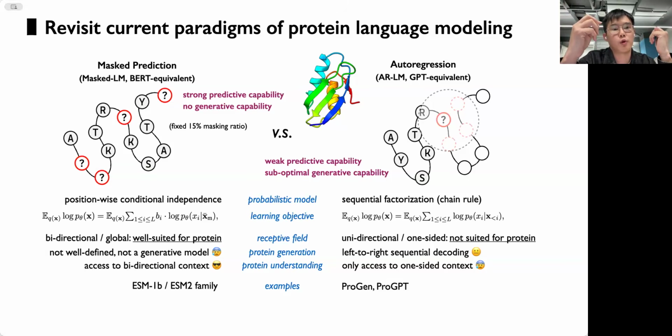And for the autoregressive model, it performs reasonably at sequence generation, right? But it cannot do very well in understanding sequences, including both natural languages and proteins. This is because protein is a structural macromolecule. It has a spatial structure.